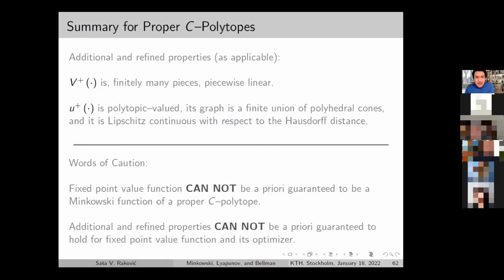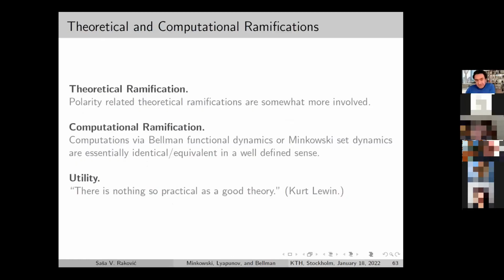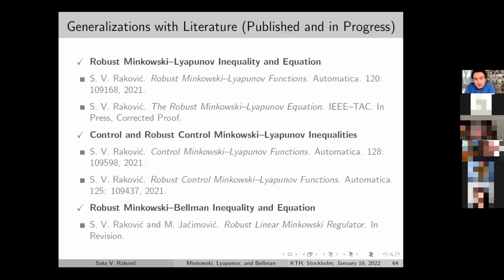Okay. So for the polytopic case, you can say that the value function is finitely many pieces piecewise linear. The optimizer is polytopic valued. Its graph is a finite union of polyhedral cones, and it is continuous with respect to the Hausdorff distance. But you cannot guarantee this for the fixed point because the limit of polytopes may not be a polytope. Okay. And I'll go into conclusions.